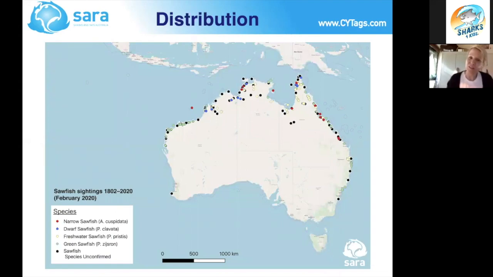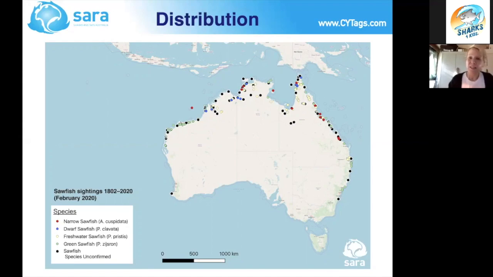One of the things that we do as well is we ask members of the general public, and there is a similar program in the States as well, to submit their sawfish sightings to us. And with that, we can determine where the animals are still found. So this is a map that we have created based on the sawfish sightings that were submitted to us.